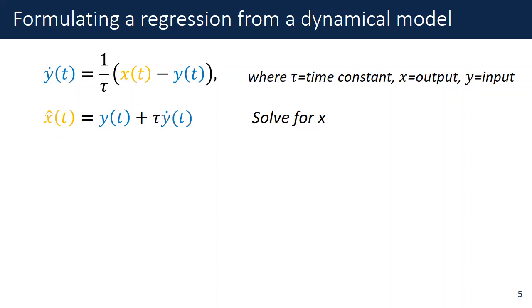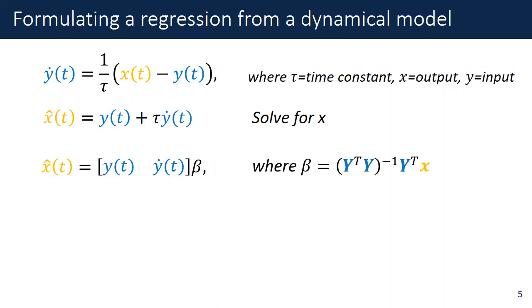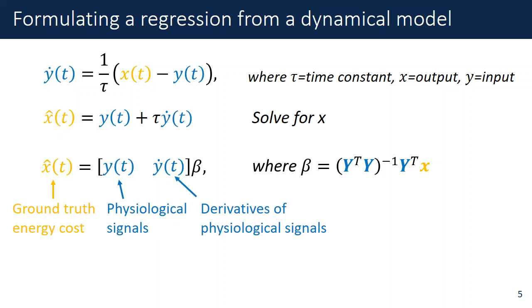In this form, we can focus on the linear nature and restate the output as a weighted sum of input measurements. More generally, this coefficient vector can be represented as beta, which we could identify using a pseudo-inverse. Now we see that this form resembles that of a multiple linear regression. In our study, the output is ground truth energy cost, the input signals are the physiological signals and their derivatives.